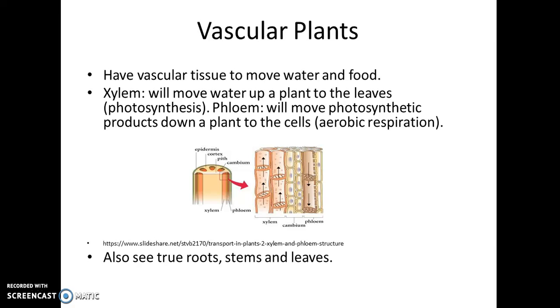Hope you remember that. Phloem will move the photosynthetic products, the glucose, down the plant to the cells so that they can undergo aerobic respiration. Getting a little ahead of myself. Now, vascular plants have true roots, stems, and leaves.